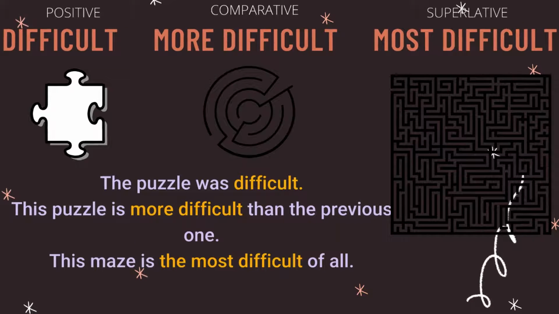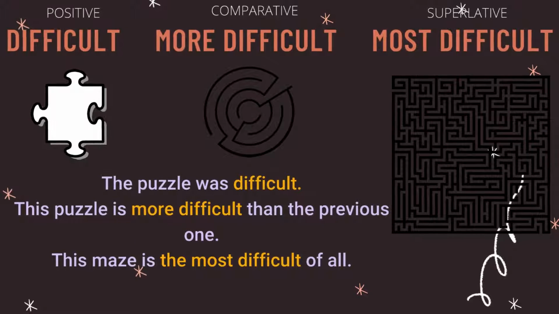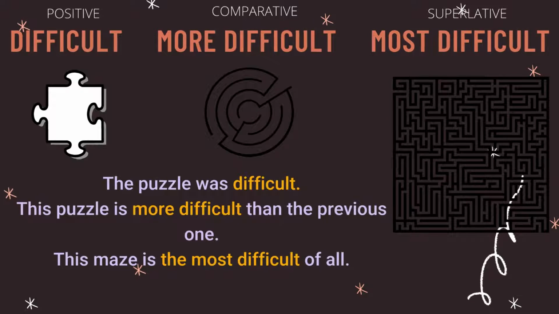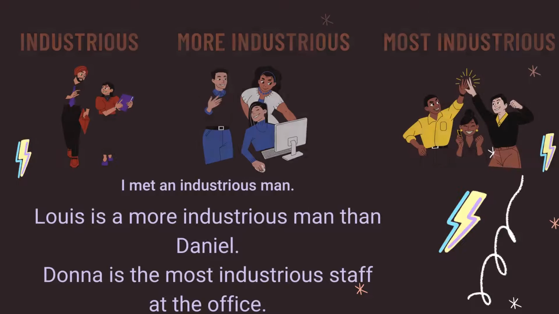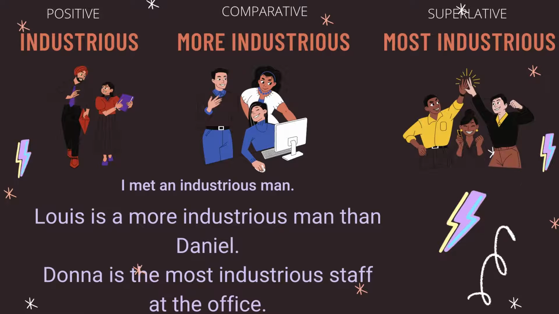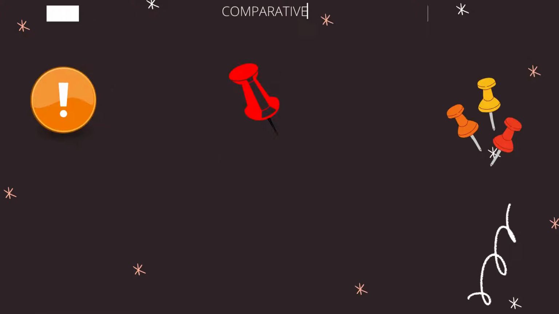Difficult, more difficult, and most difficult. The puzzle was difficult. This puzzle is more difficult than the previous one. This maze is the most difficult of all. Industrious, more industrious, most industrious. I met an industrious man. Louis is a more industrious man than Daniel. Donna is the most industrious staff at the office.